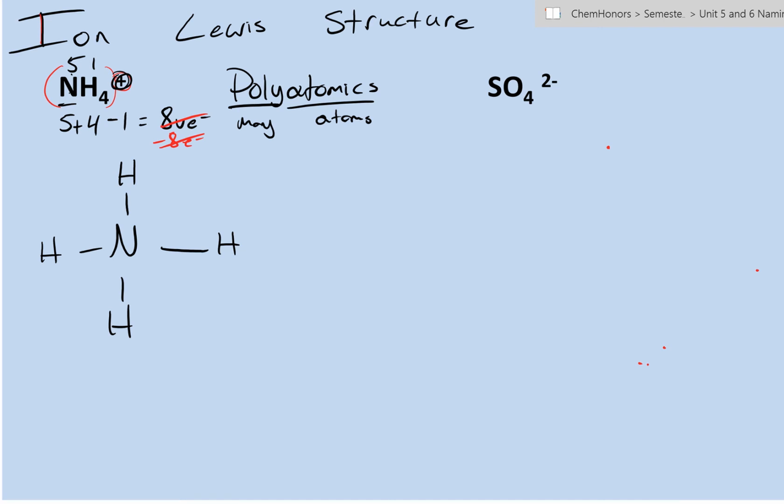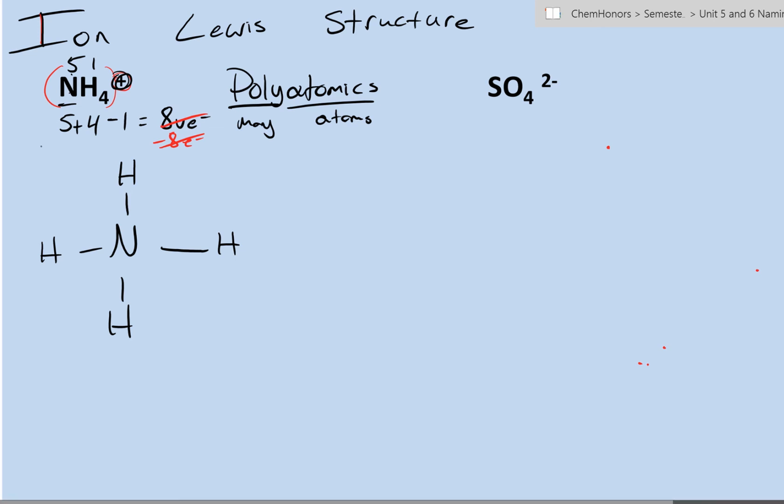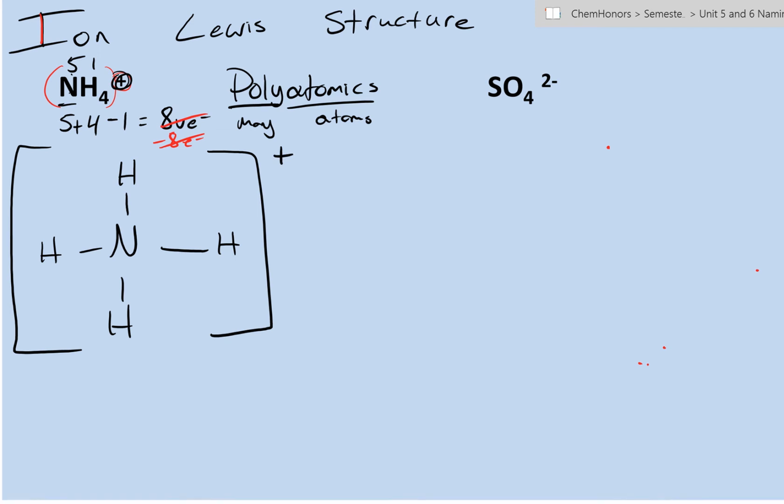Now the last important thing to change is that because we did this with an ion, we put brackets around it, and then our charge on the outside. And that's the only difference between a polyatomic and a regular Lewis structure for a covalent compound, is just to add that last little thing.